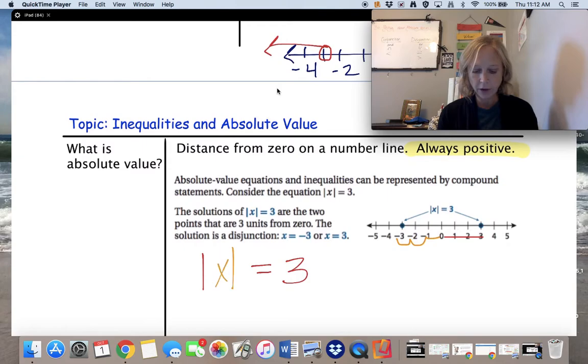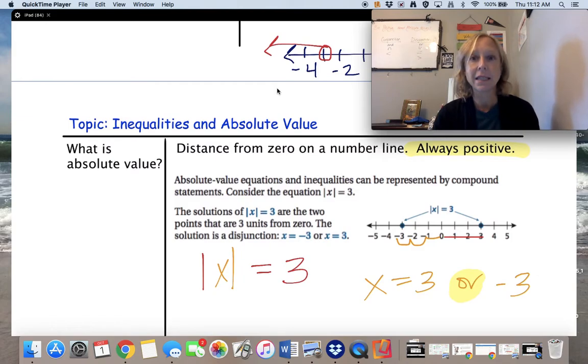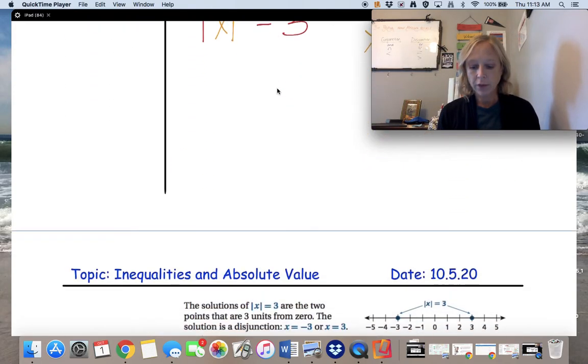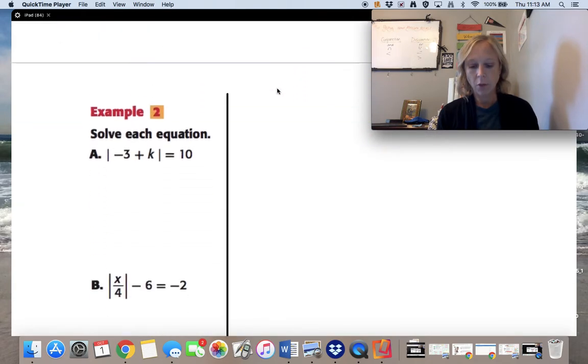If I need to figure out, well, what is X? X could be +3 or it could be -3 because both of those are 3 away from 0 on the number line. When we're working with absolute value equations, we have a disjunction. Okay, so that's the connection between absolute value and compound statements. We're going to practice solving some of these absolute value equations, and then we'll put that all together with inequalities.